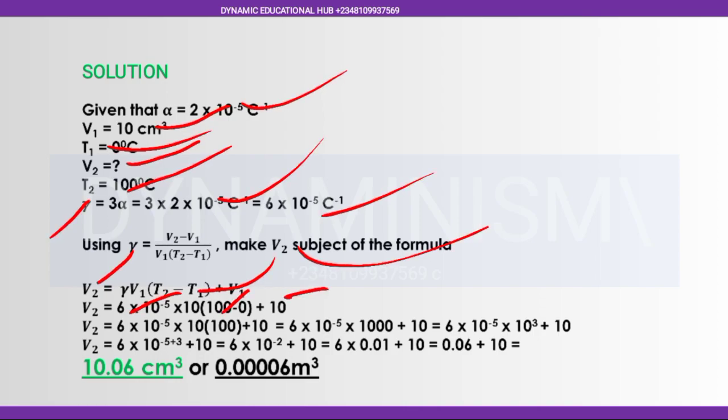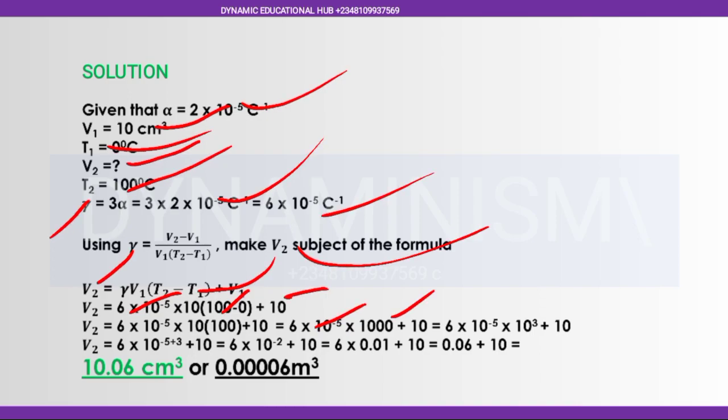10. The reason why I'm doing this is because I discovered that most of the students don't know how to solve. Even if you are given simple question, you don't know how to solve question. That is why I reduce this solution to something that everybody can easily understand. Now 6 times 10 raised to the power minus 5 times 10 into bracket 100 plus 10. You have 6 times 10 raised to the power minus 5 times 10 times 100 is 1000 plus 10.